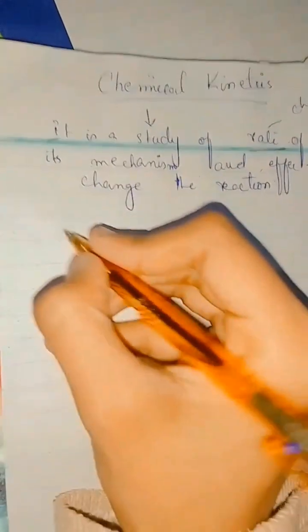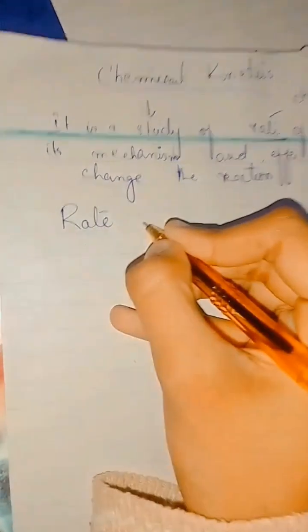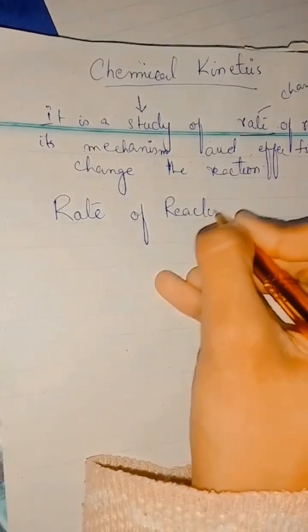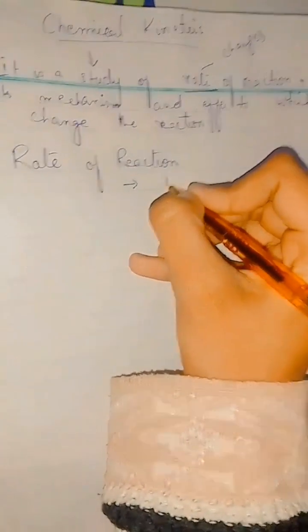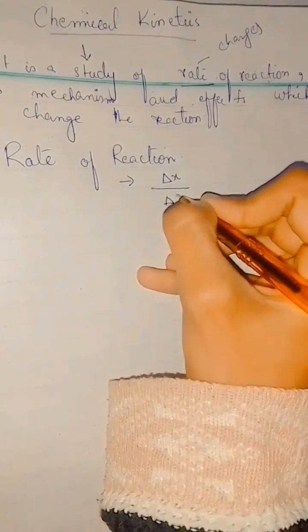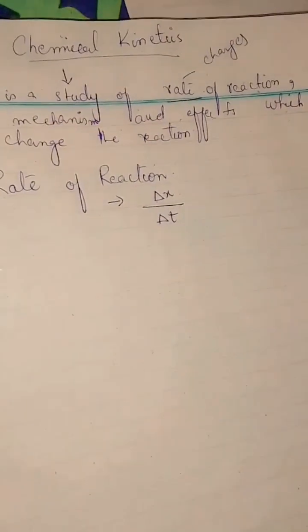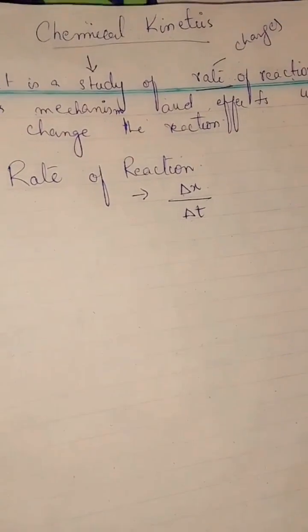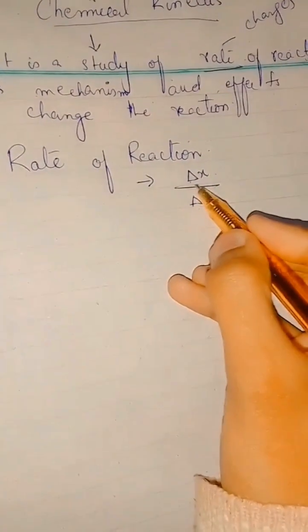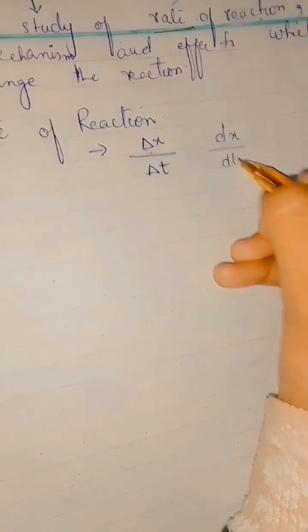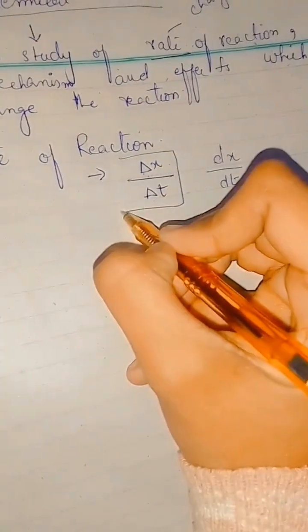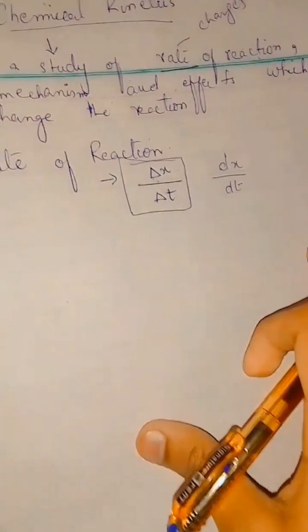So first of all, the rate of reaction. What is the rate of reaction? First of all, it is denoted by delta x upon delta t. Delta we use when there is a large change in the reaction, or we can say more change in the reaction. But if there is a small change, a lesser change in the reaction, we use dx upon dt. But mostly we use delta if there is a large or big change in the reaction.